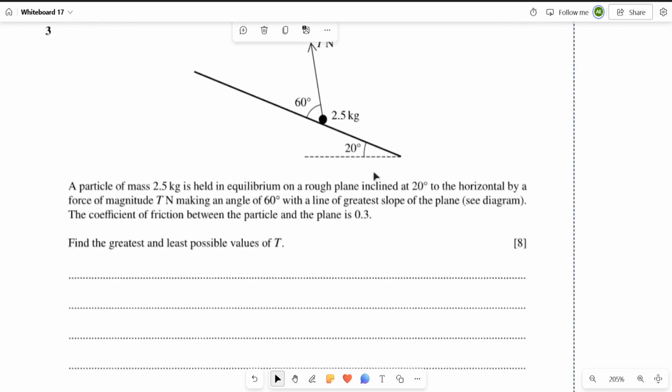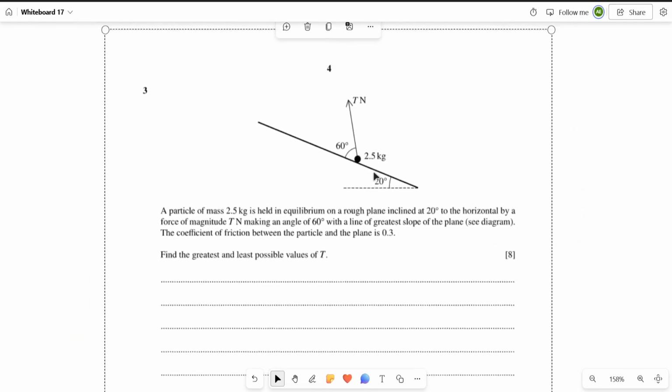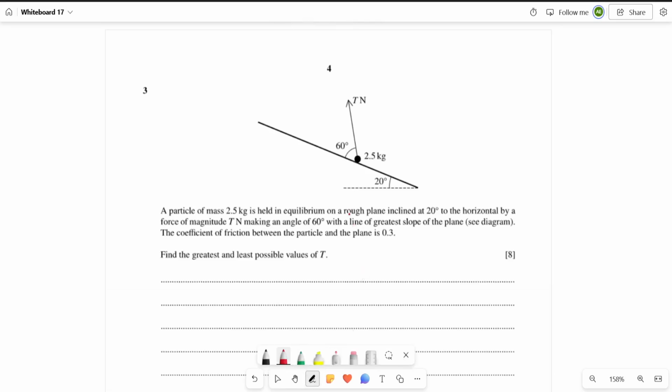So over here, let's start by reading the question. A particle of mass 2.5 kilograms is held in equilibrium. So again, straight away, it told me that this is going to be in equilibrium, so it's scenario number 2 where acceleration is 0. It looks like the ball is not moving. On a rough plane, so there is friction, inclined at 20 degrees to the horizontal by a force of magnitude T.